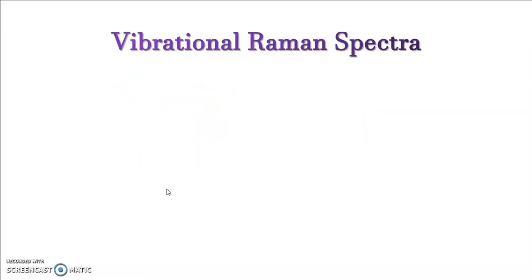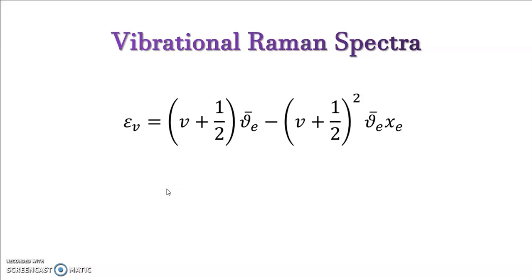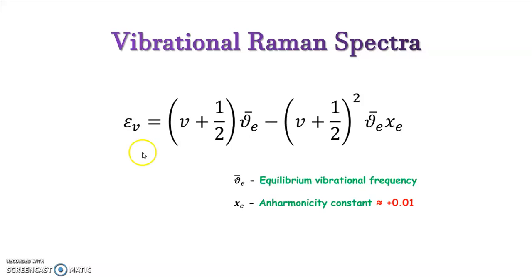Next, we are discussing the vibrational Raman spectrum. For every vibrational motion, we have the energy expression, E_v equals (v plus half) times nu bar e minus (v plus half) whole squared times nu bar e times chi e, which we have already discussed in vibrational spectroscopy, where nu bar e is the equilibrium vibrational frequency and chi e is the anharmonicity constant.